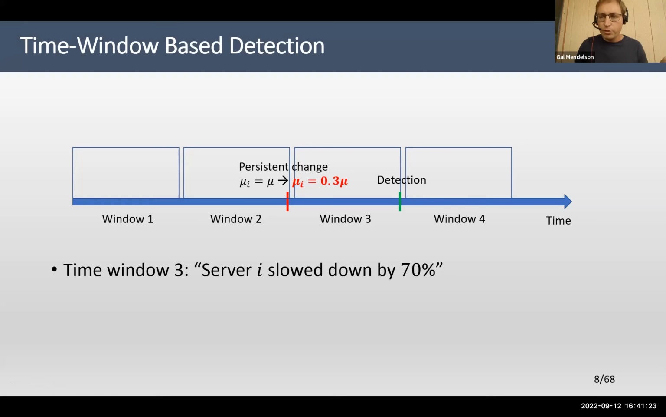Now, of course, you can optimize this. You can do a sliding window, maybe. You can look at testing for multiple windows at the same time. You can even do sequential hypothesis testing. But we stick to this very simple framework because it allows us to flush out some interesting insights about the interplay between control and statistical analysis.